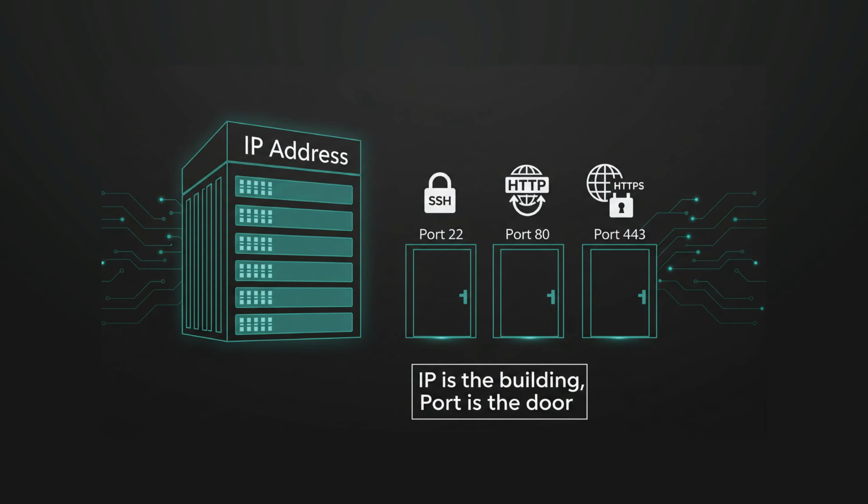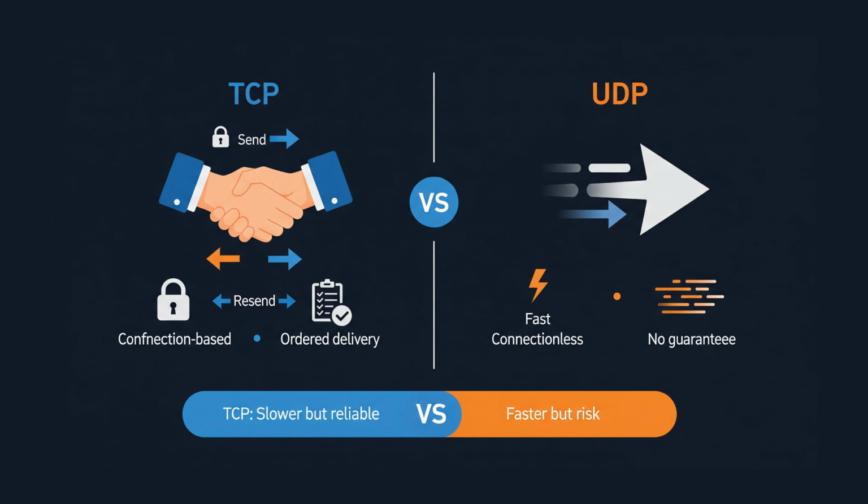Ports concept. Think of an IP address as a building, but a building has multiple doors, right? These are called ports. For example, port 80 is for the web, port 22 is for SSH, port 443 is for secure web, HTTPS. Without an IP, there's no building, and without a port, there's no way in. Now we're going to understand two very important things, TCP and UDP. In network reconnaissance, if you don't know the difference between these two, you might make wrong decisions.